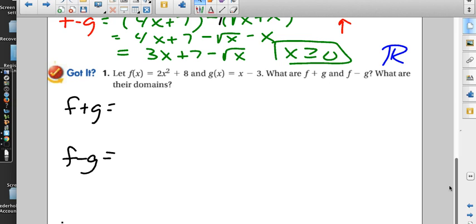Check in with somebody. Two things you want to check for. Did you get the right answer when you did the addition and subtraction? But really the important one is going to be talking through the domain.